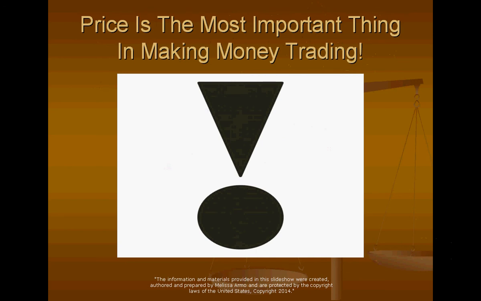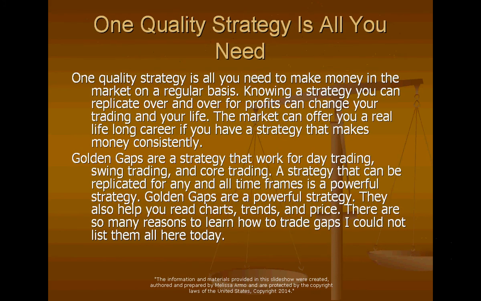And it is about reading price, because this is the most important thing in making money trading, because all you're doing when you trade a stock is getting in at one price and getting out at the next. And the difference, depending on whether you go long or short, equates to the money that you make. If you buy a stock at $6 and sell it at $6.15, you made 15 cents. If you buy a stock at $6 and have to sell it at $5.95, you lost 5 cents, and so on and so forth. So it only has to do with the price.